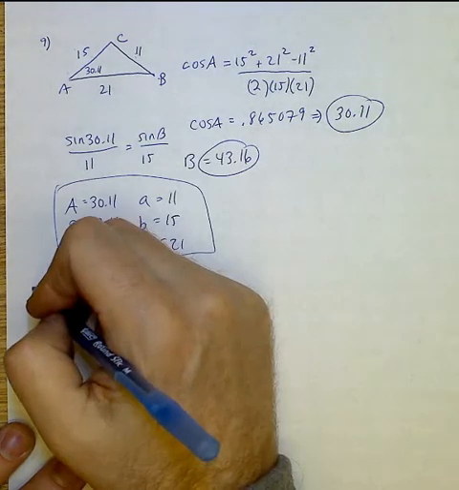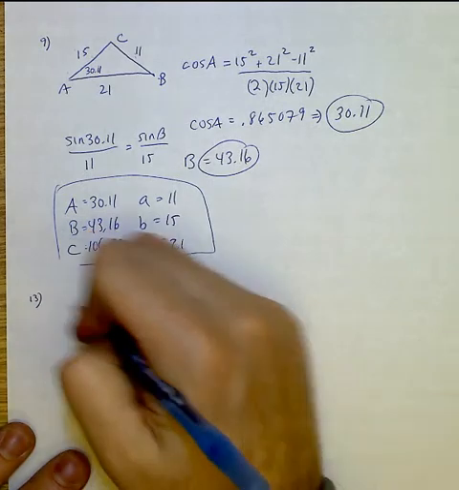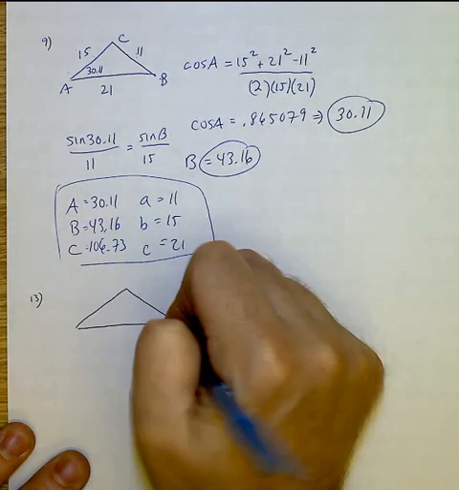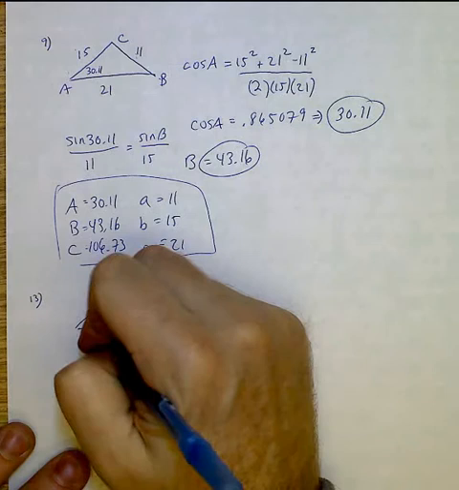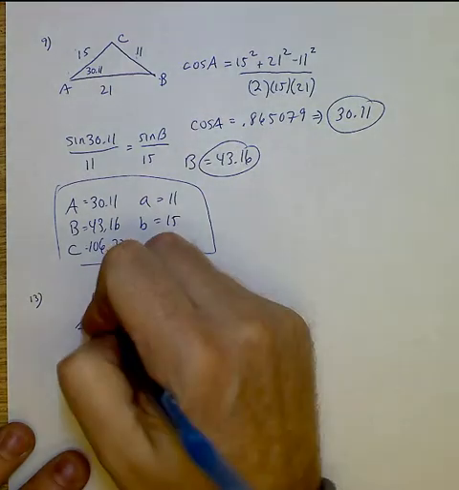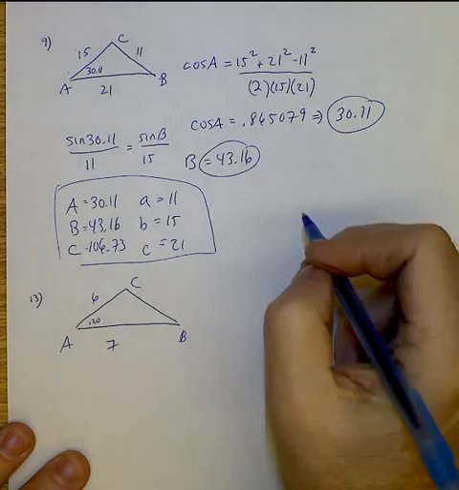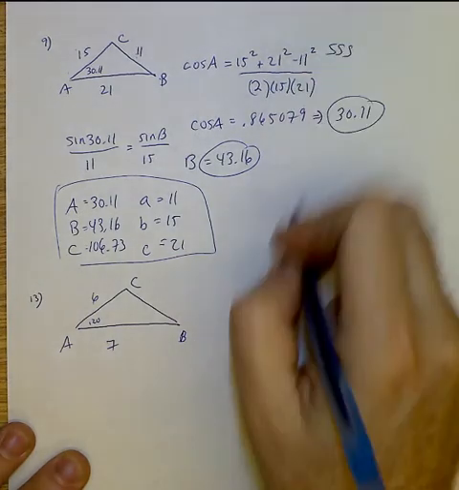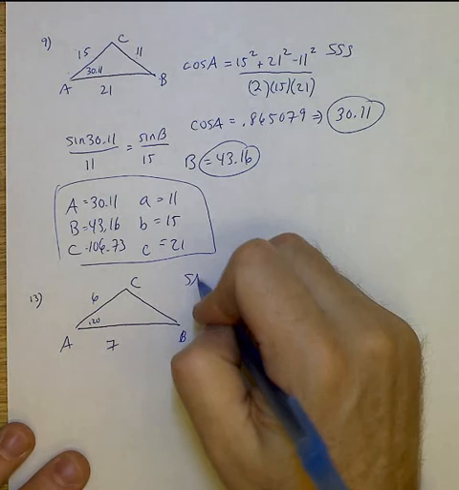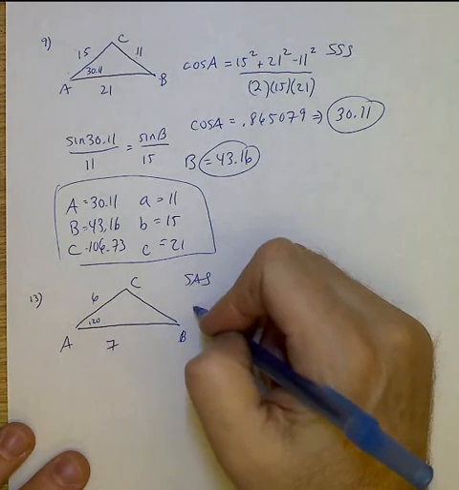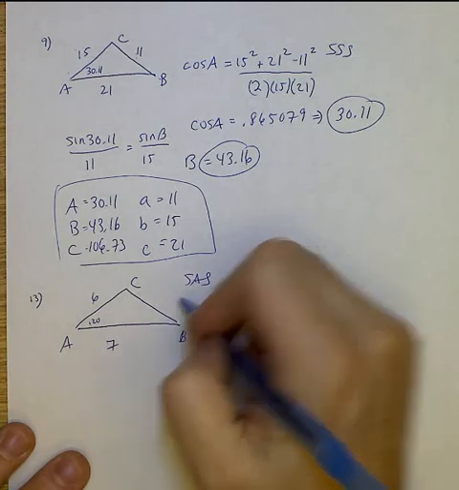The other case I'll do, number 13, is when you're given this information. You're given this angle, you're given this side, and you're given this side. Okay, this is side, angle, side. Law of cosines. What I'm going to solve for is A, the side opposite.